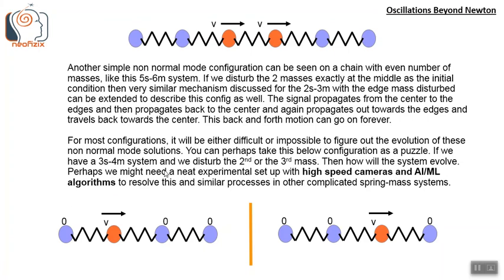Perhaps we might need a neat experimental setup with high-speed cameras and AI/ML, artificial intelligence and machine learning algorithms, to resolve this puzzle and similar processes in other complicated spring mass systems. Even with 4 masses, it becomes complicated, and we may need these high-speed cameras and machine learning algorithms to figure out what's happening in these systems and even more complicated systems.